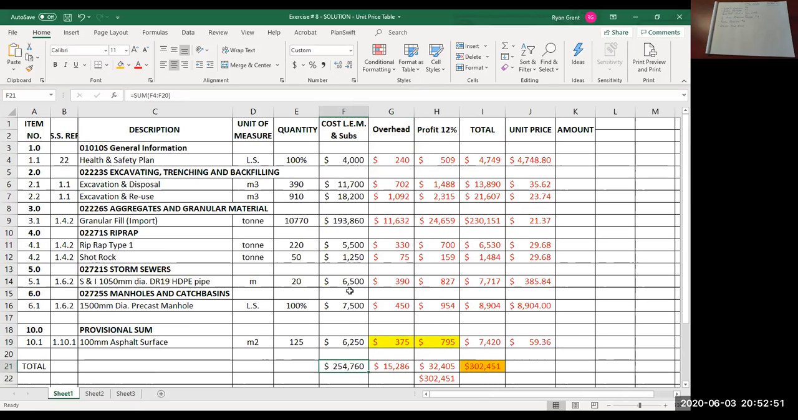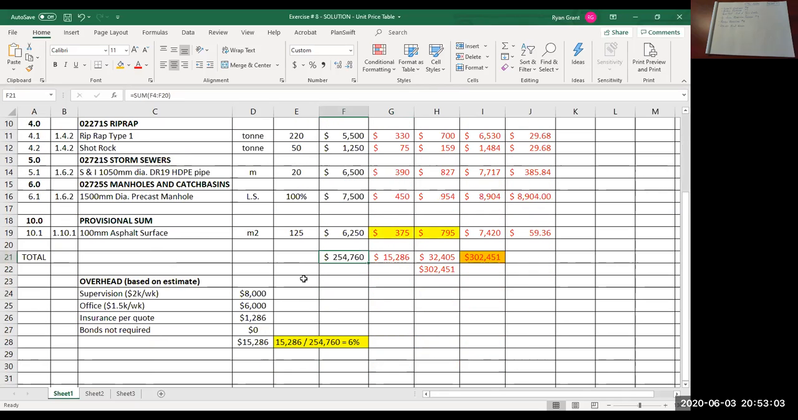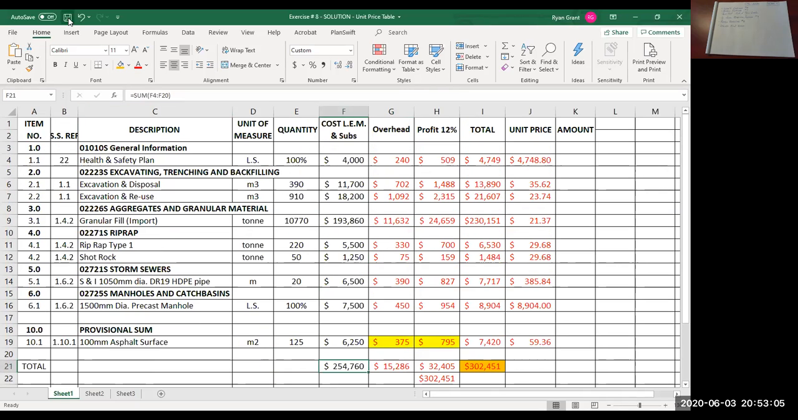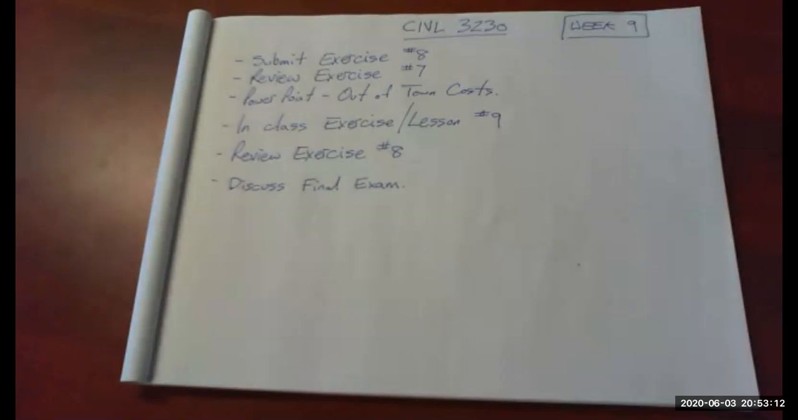So any questions on assignment 8? Okay, so that's assignment 8. So the last thing, I'm going to stop the recording, so I don't want me talking about the final exam to be on a recording.